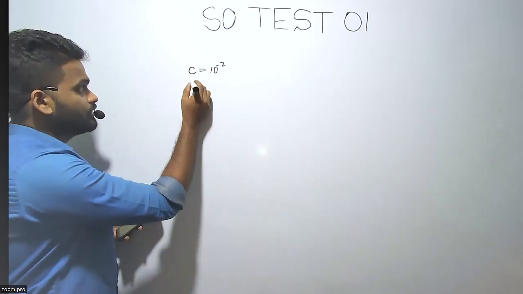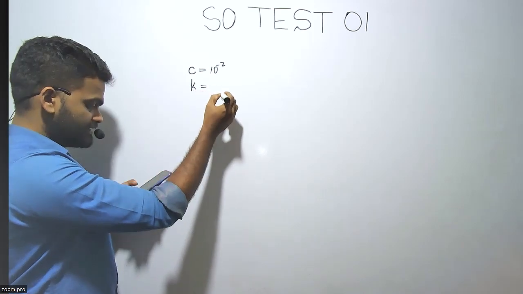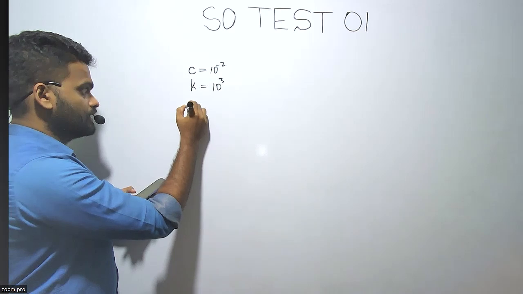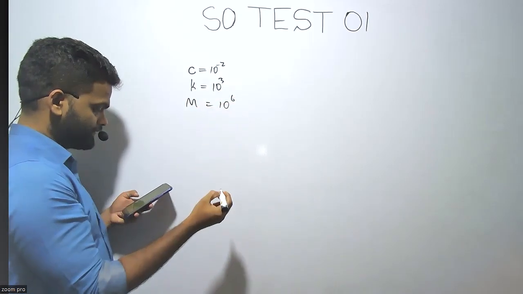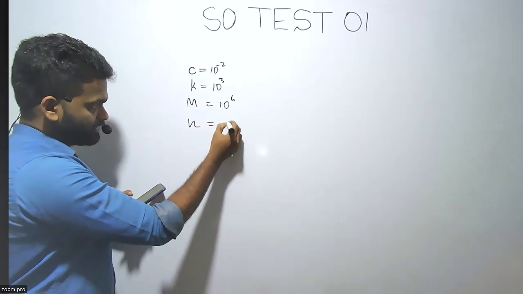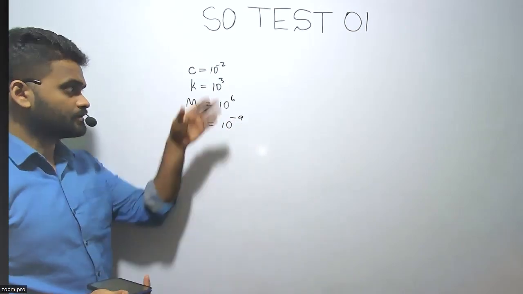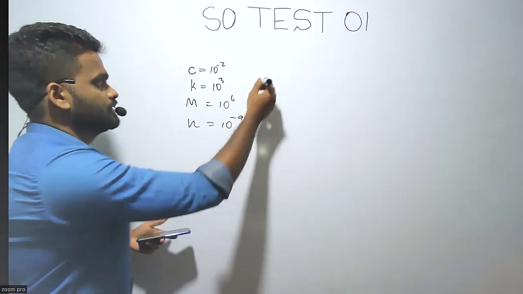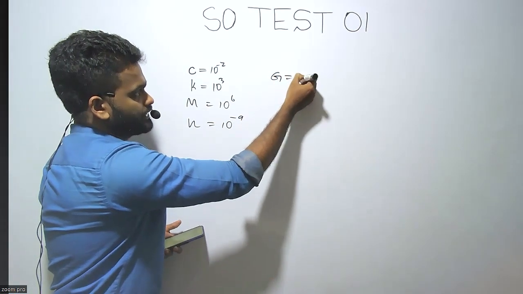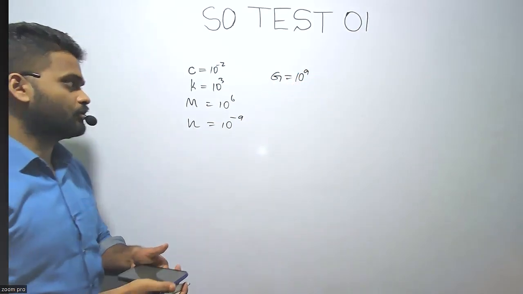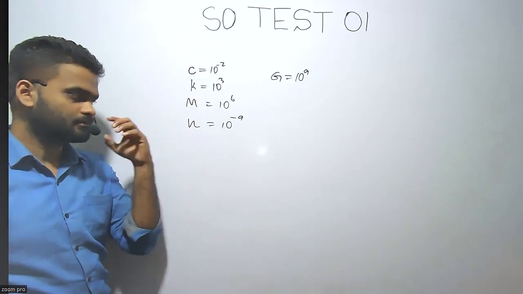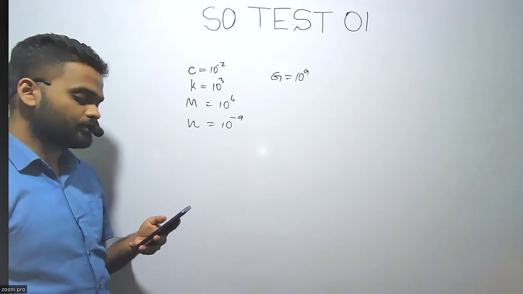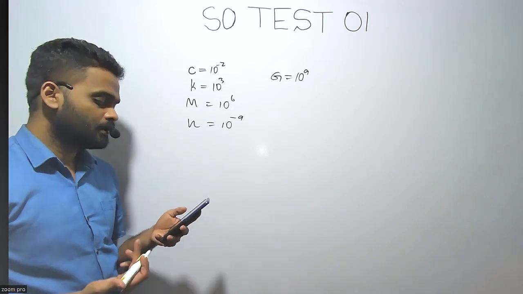Then we have kilo, that is simply k, equal to 10 to the power 3. Then we have mega, 10 to the power 6. Then we have nano, 10 to the power minus 9. At least these values you need to know. If I quickly recall for you, giga is 10 to the power plus 9. Commonly we use these. You're supposed to remember the values of these prefixes, because when you are problem solving, these are going to be important.